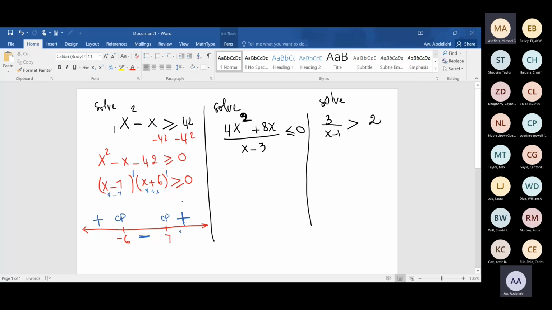Now, what is the sign I'm looking for? Greater than or equal to 0. Positive sign, right? Which means my solution will be everywhere I see a positive sign. It's going to be here and here. And since I have equal, I'm going to include them too. So my solution will be -infinity to -6, union 7 to infinity.